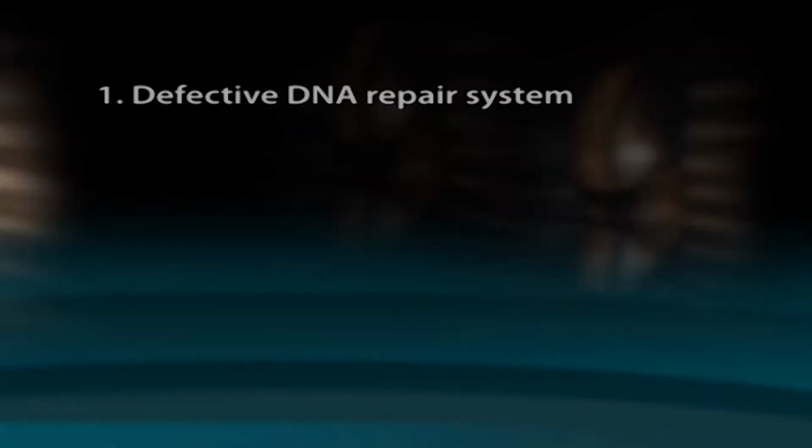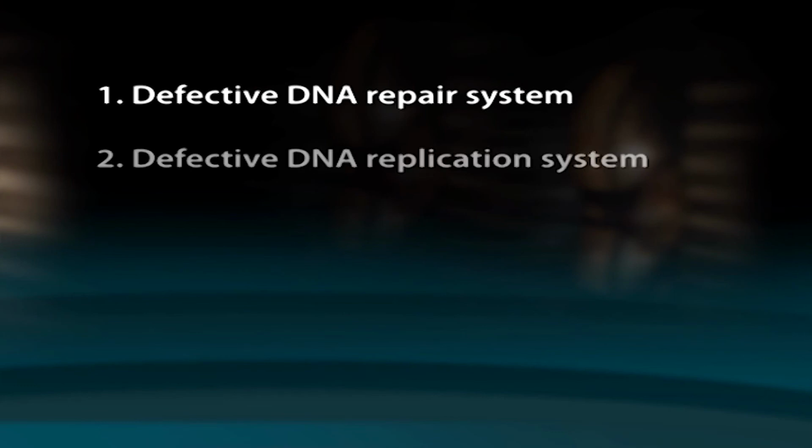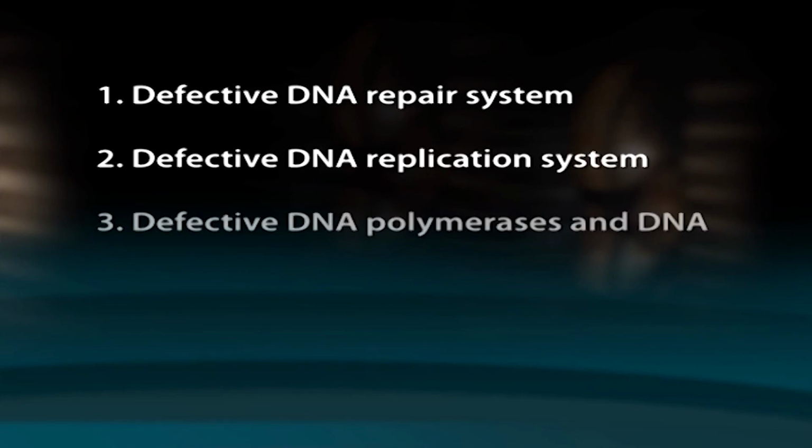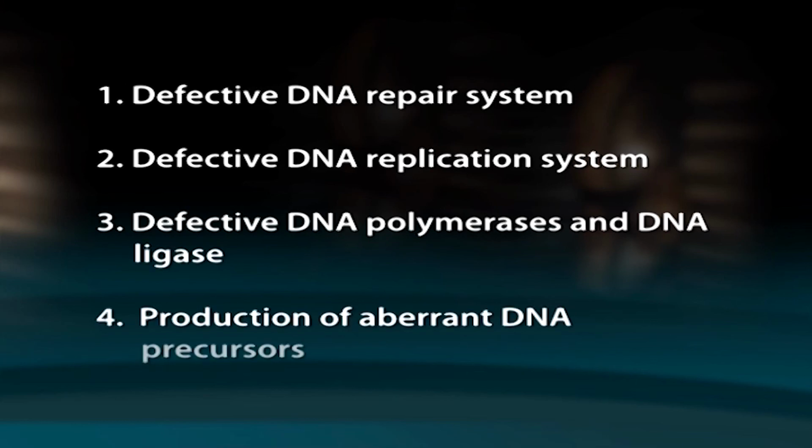Spontaneous gene mutations result from several processes such as DNA damage, defective DNA repair, faulty DNA replication, insertion or excision of transposable elements, etc. The frequency of spontaneous gene mutation may be increased by several factors such as: 1. Defective DNA repair system, 2. Defective DNA replication system, 3. Defective DNA polymerases and DNA ligase, and 4. Production of aberrant DNA precursors.